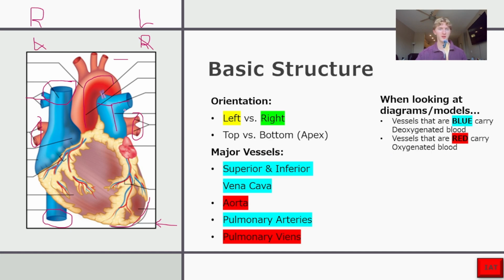We have the aorta and we have our pulmonary veins. We'll get more into what oxygenated versus deoxygenated blood is later in the video, but that is just an important note to know, and an easy way to identify what kind of blood is going to be traveling in these different vessels.